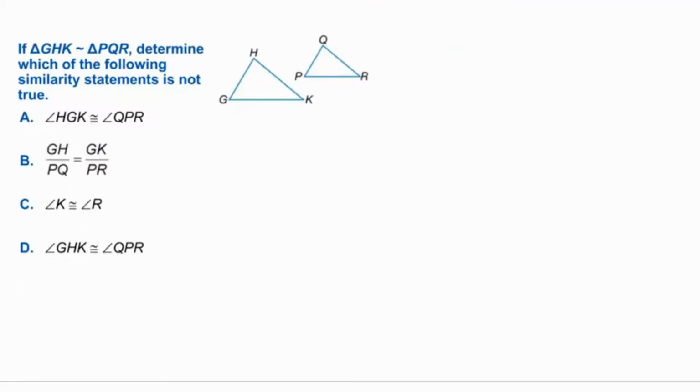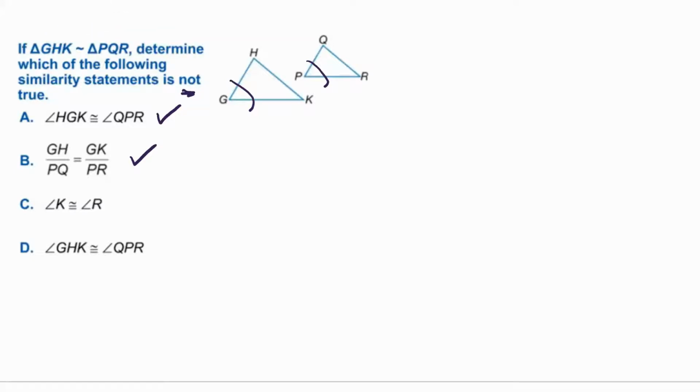If triangle GHK is similar to triangle PQR, determine which of the following similarity statements is not true. So the first one is saying, is angle HGK congruent to angle KPR? So looking at these, is G congruent to P? Yes, that's true. Is GH over PQ equal to GK over PR? And that one is also true.